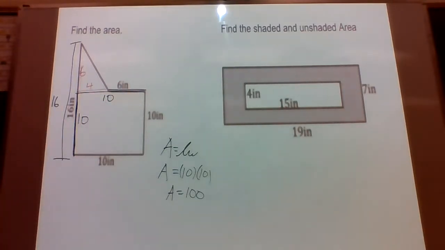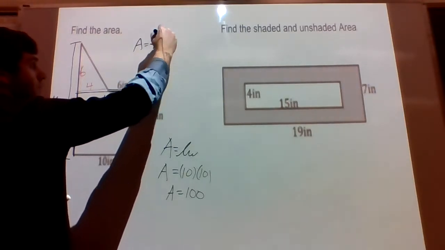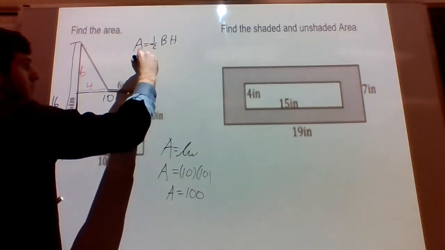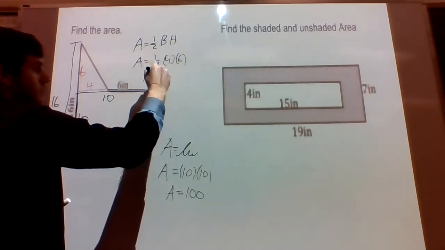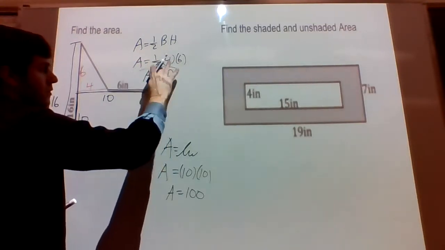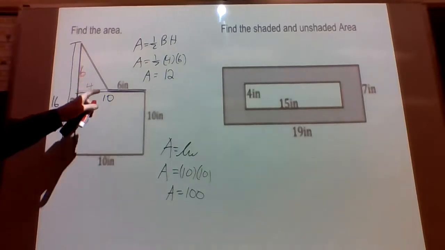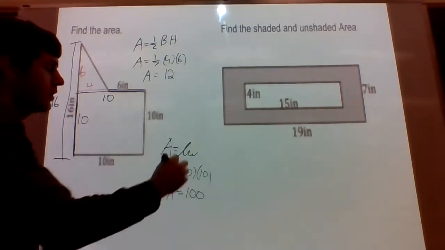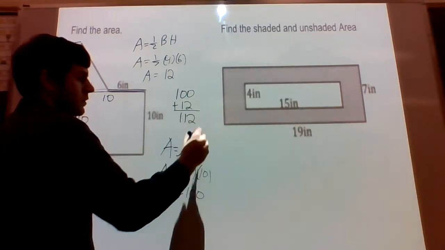The area of a triangle is 1/2 the base times the height. So we have 1/2 of 4 times 6, which is 2 times 6, which is 12. Then we add them together. The area of the triangle is 12. The area of the rectangle is 100. So 100 plus 12 is 112.